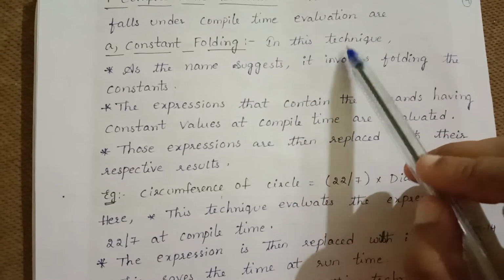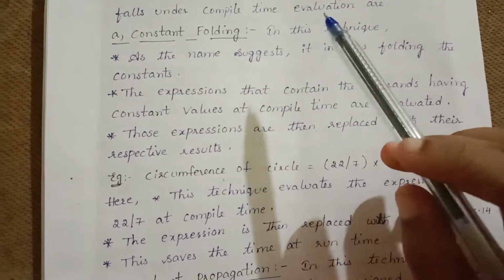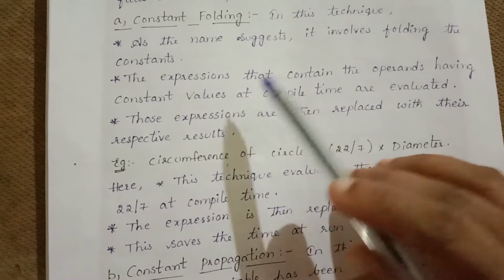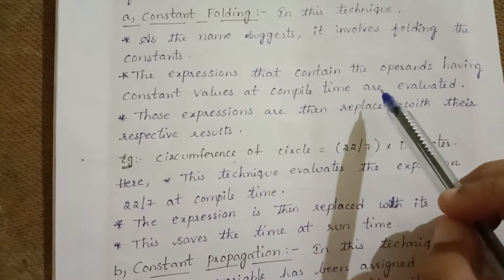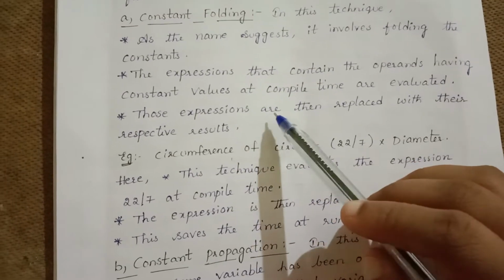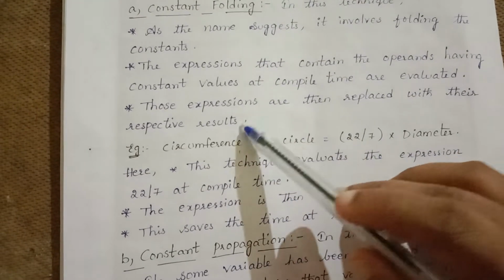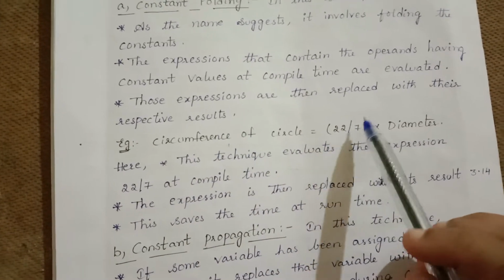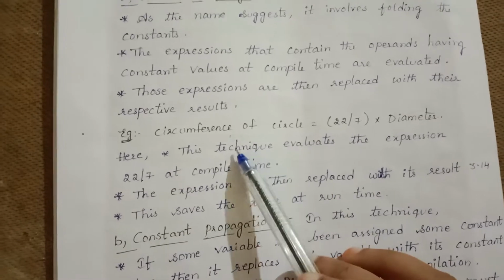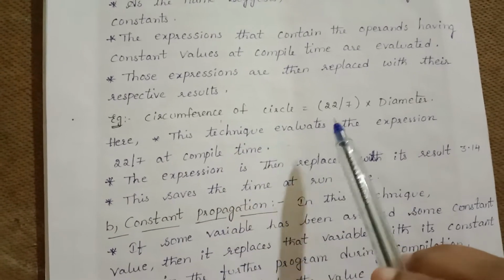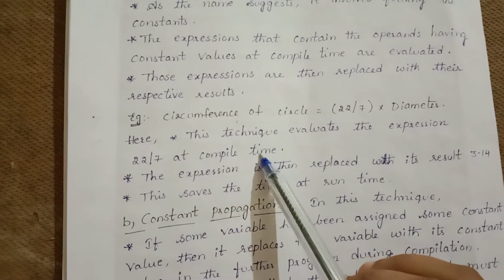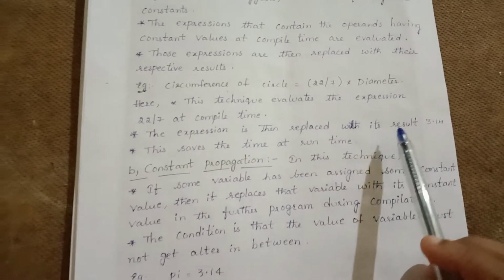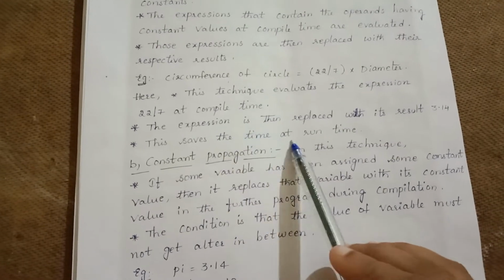In constant folding, as the name suggests, it involves folding of constants. The expressions that contain operands having constant values at compile time are evaluated. Those expressions are then replaced with their respective results. For example, circumference of circle is equal to 22 by 7 into diameter. Here this technique evaluates the expression 22 by 7 at compile time. The expression is then replaced with its result 3.14. So this saves time at runtime.